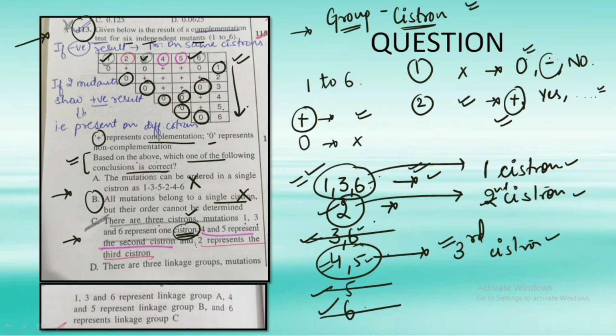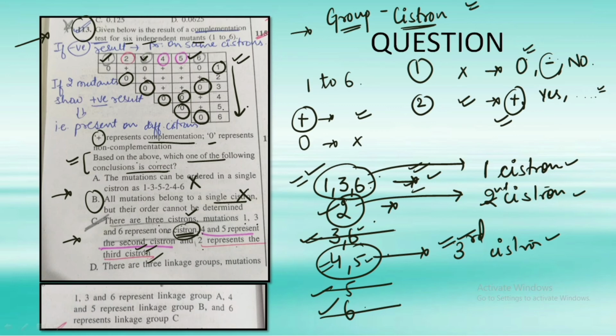We have just found out: 4 and 5 represent the next cistron, which is also correct, and 2 represents the third cistron, which is also correct. Do not go by the first, second and third cistron being the numbers. They are just representing that there are 3 cistrons present.